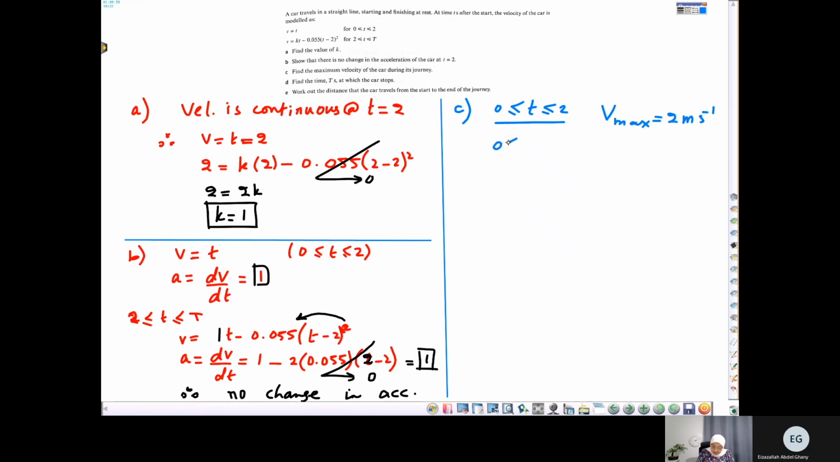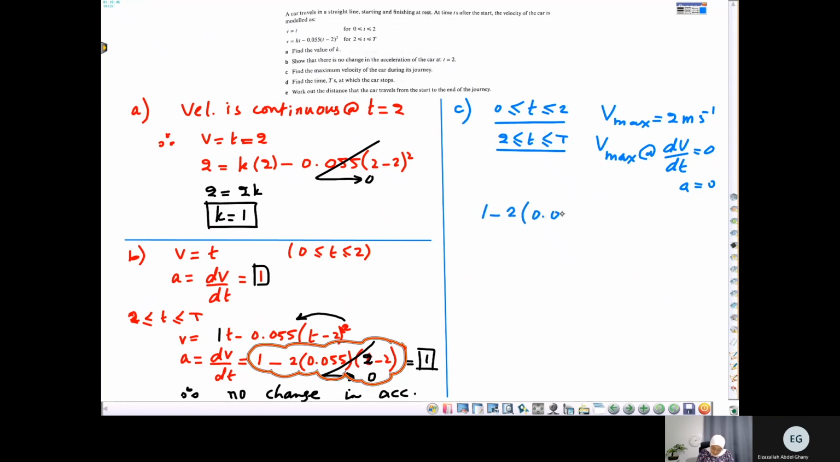And for the next stage, which is from 2 to t, Vmax, maximum velocity, occurs at the first derivative of velocity with respect to time equals 0. It means when acceleration equals 0. So we will take the first derivative we did before, which is this one, of course, without substituting the t equals 2. So it is 1 minus 2 open bracket 0.055 close brackets t minus 2, and you just equate it to 0.